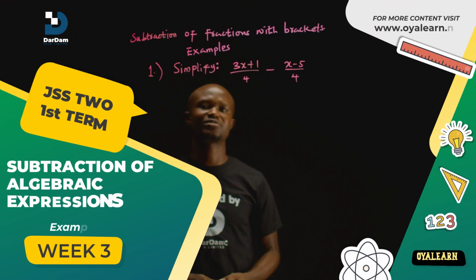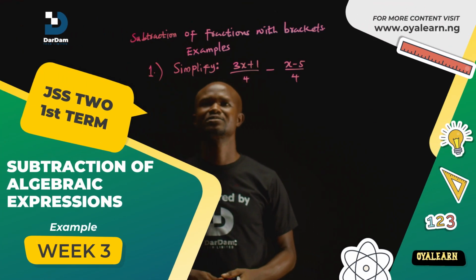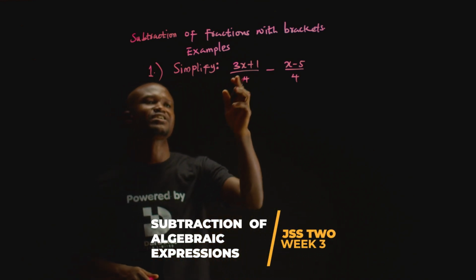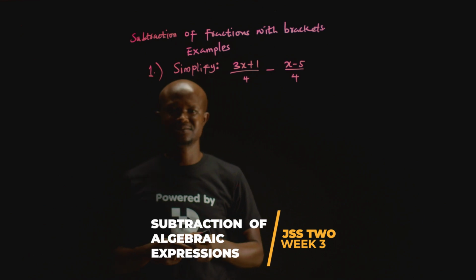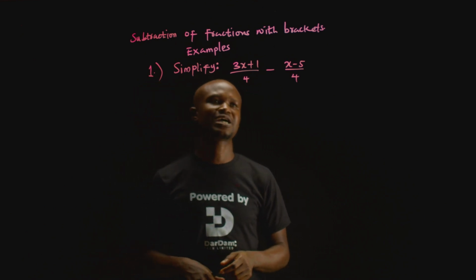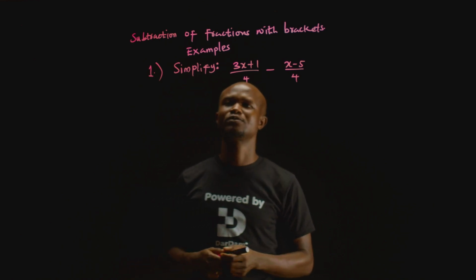Subtraction of fractions with brackets. Examples. Simplify (3x + 1) divided by 4 minus (x - 5) divided by 4. Solution.